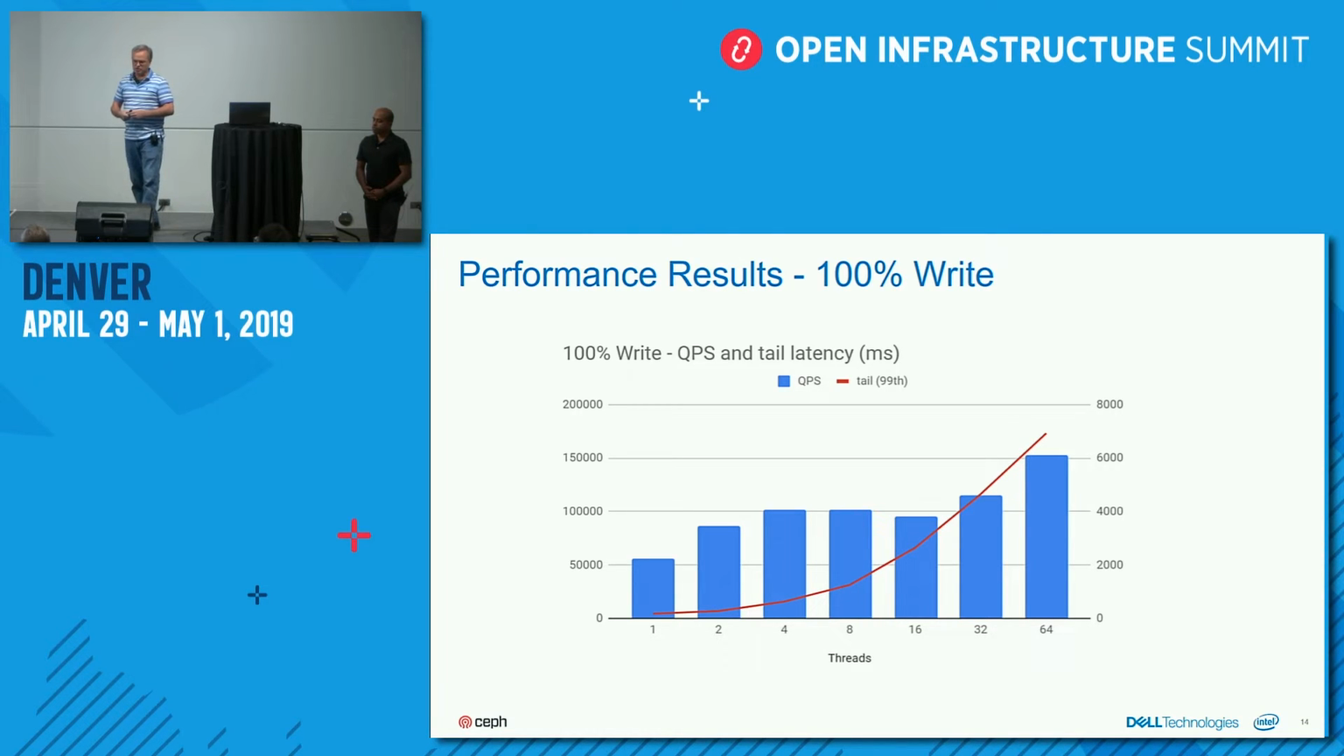For the write case, same exact idea. We have queries per second on the left-hand axis, tail latency on the right-hand axis, again in milliseconds, and threads on the x-axis. You can see how things go up, but you can also see how our tail latency goes up. So it's really something you have to keep in mind about what your latency requirements are. It really comes down to what you need and what you're looking to get out of your system.